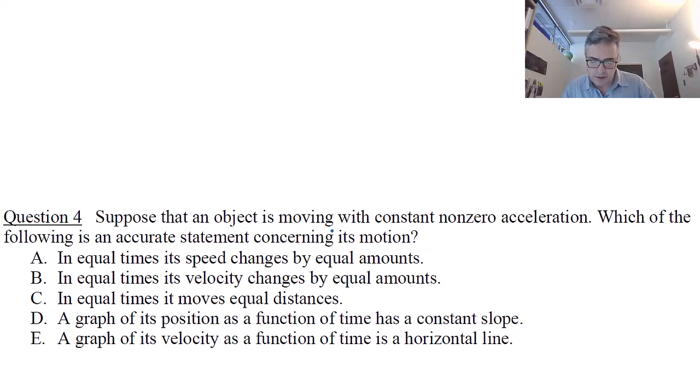Suppose that an object is moving with constant non-zero acceleration. So a, sort of in this direction. And it's constant. Which of the following is an accurate statement concerning its motion? In equal times, its speed changes by equal amounts. That could be true.